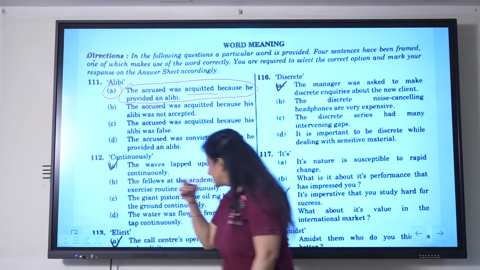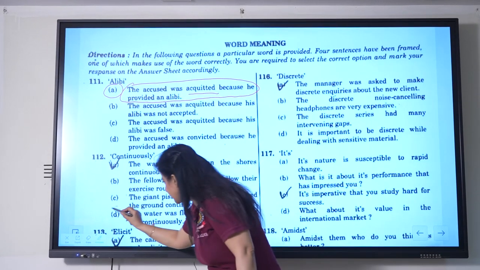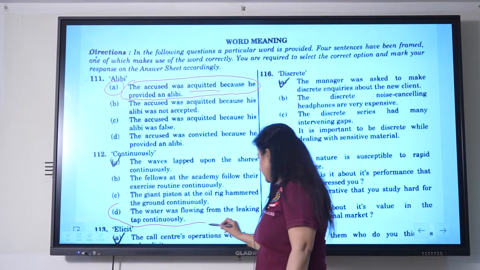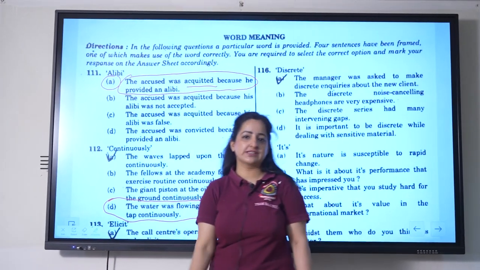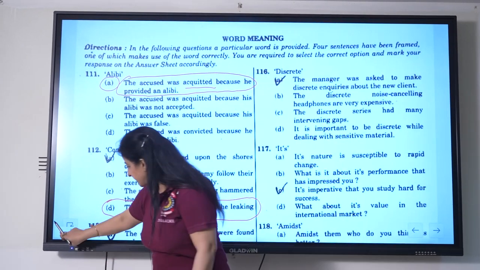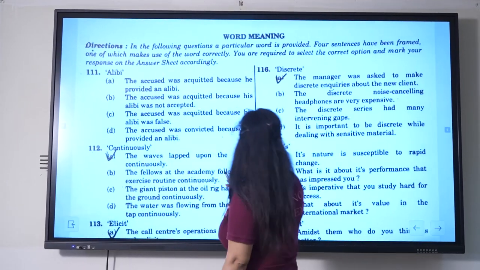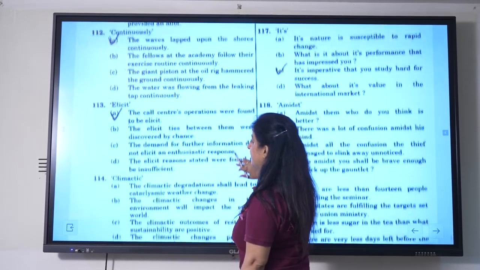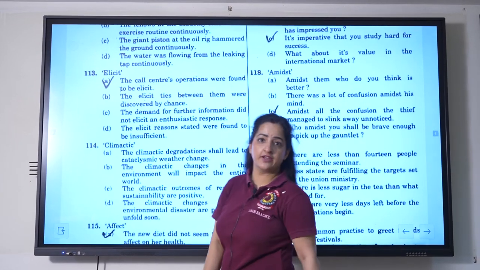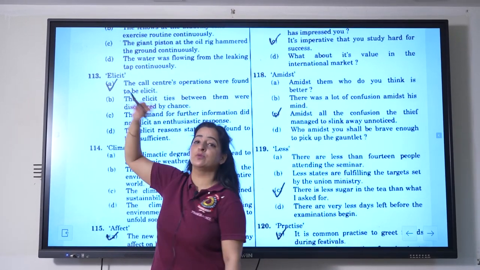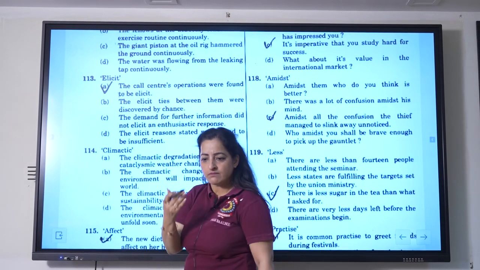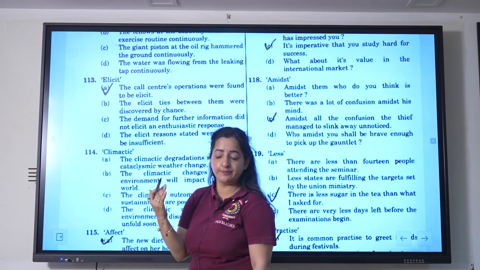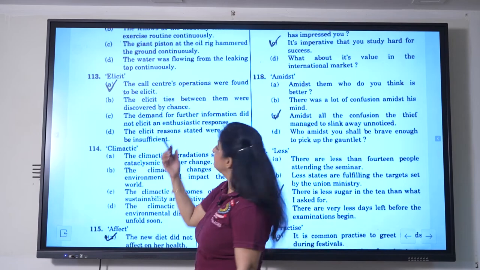Okay, 112 continuously. Easy question. The water was flowing from the leaking tap continuously. Nothing much to explain over there. 113. Hey, you remember elicit? I did tell you we had that evoke, invoke. So elicit kya hota hai? To draw forth, to bring to mind.